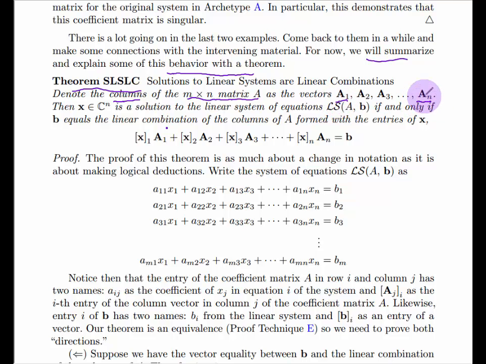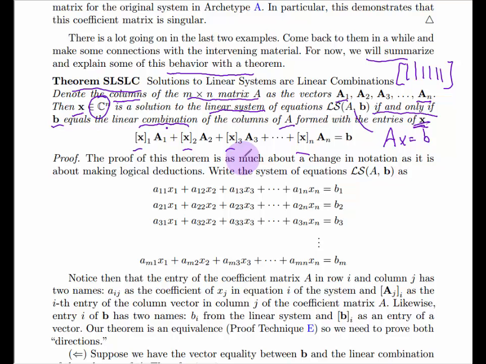Now, denote the columns of an m by n matrix A as A1 up to An. So you take your matrix here, you pull out the columns, and each column is going to be a vector. Okay. Then, x, an n-dimensional vector x, is a solution to the linear system LS(A, b). Remember what this means. This means a solution of the form Ax equals b. So we can find an x such that Ax equals b if and only if b is the linear combination of the columns of A formed with the entries of x.